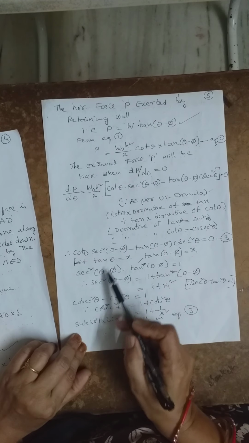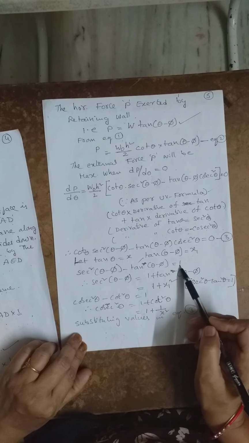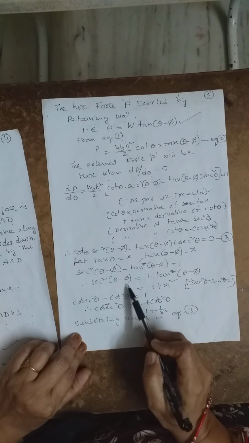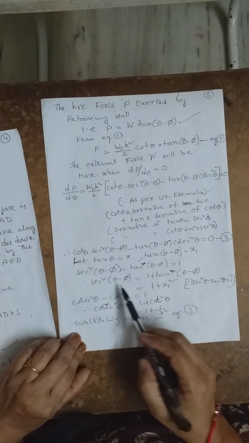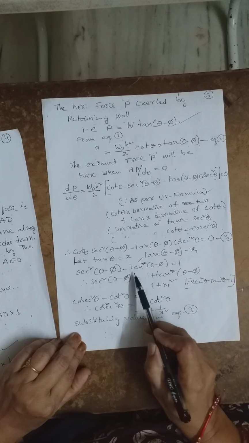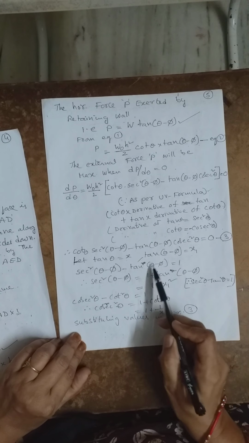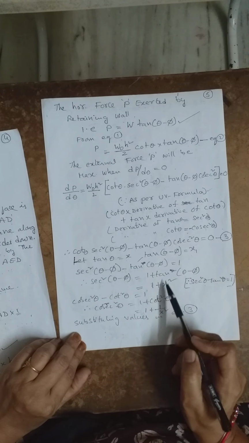We take the relations: sec²(θ−φ) − tan²(θ−φ) = 1, because secant square minus tan square theta is equal to 1. So sec²(θ−φ) − 1 = tan²(θ−φ), so sec²(θ−φ) = 1 + tan²(θ−φ).